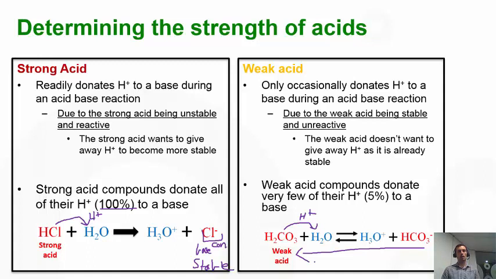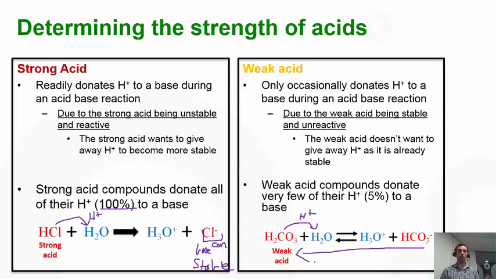So where does this difference come from? Why are the strong acids so much more willing to give away their H+ than the weak acids are? It comes back to stability. The strong acids are really reactive and therefore want to become more stable by giving away their H+. And once they've done that, they'll become a more stable conjugate base.